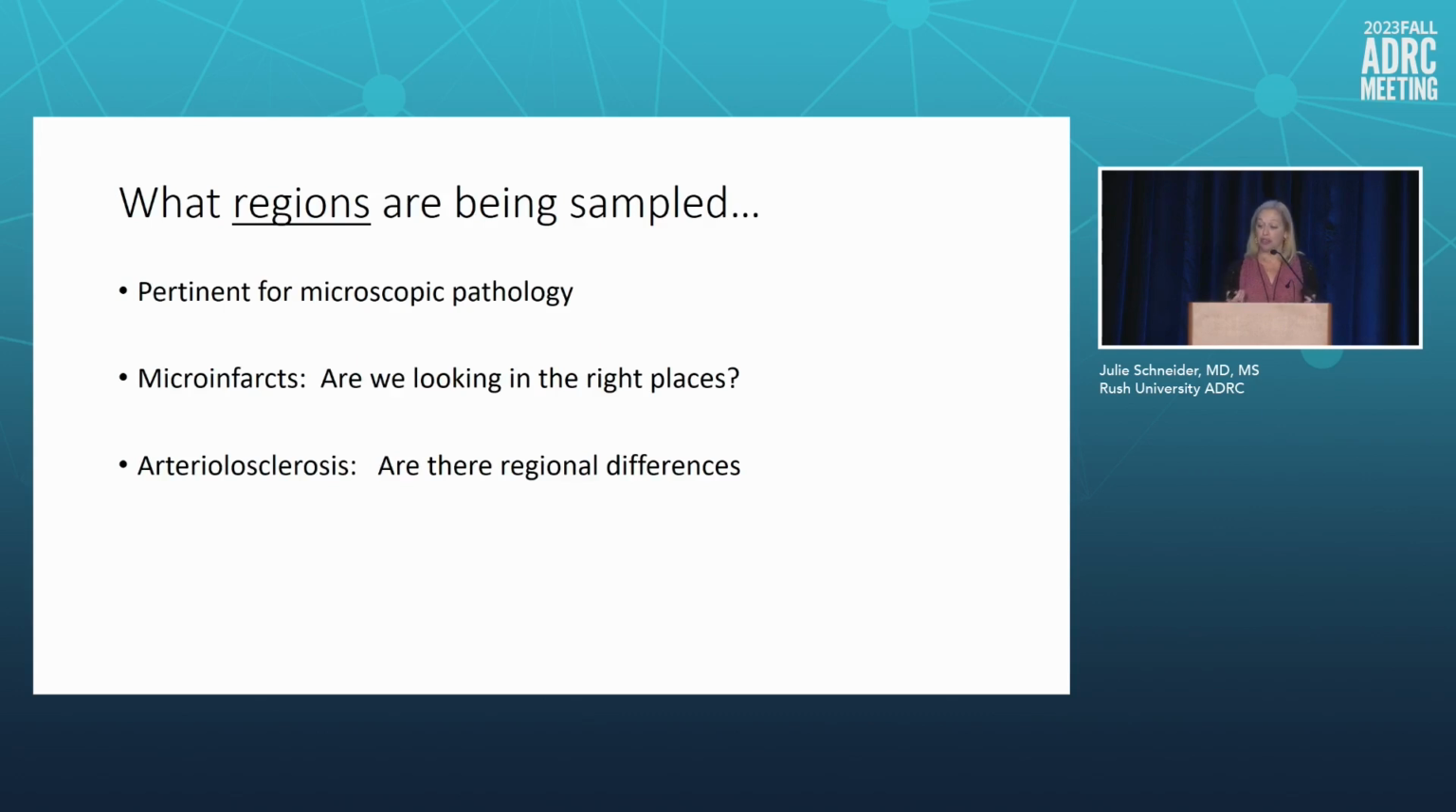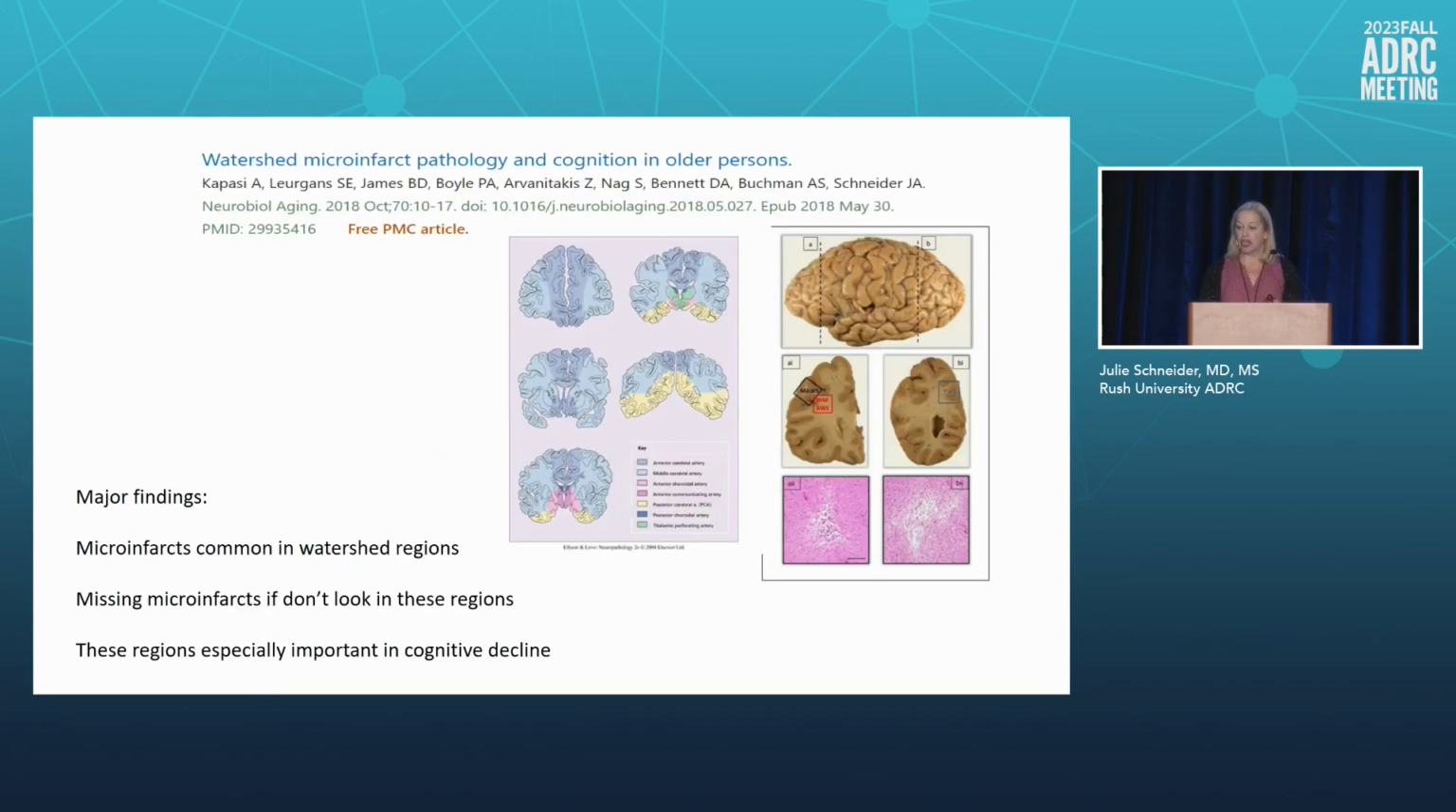Okay, and also, like I said, with microinfarcts, we're looking at all the right places. I think we may still not know the answer to that question. So this was a study that we did in 2018, where we went back in the ROS-MAP cases and took sections of watershed regions of the brain. Our question was, if we look at these regions, are we going to identify more microinfarcts, and are we going to identify cases that we otherwise did not see microinfarcts in?